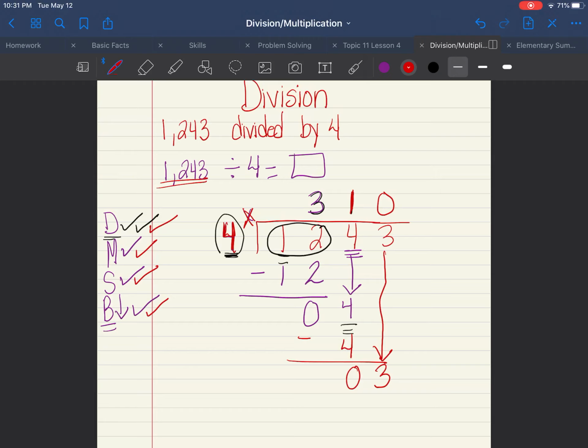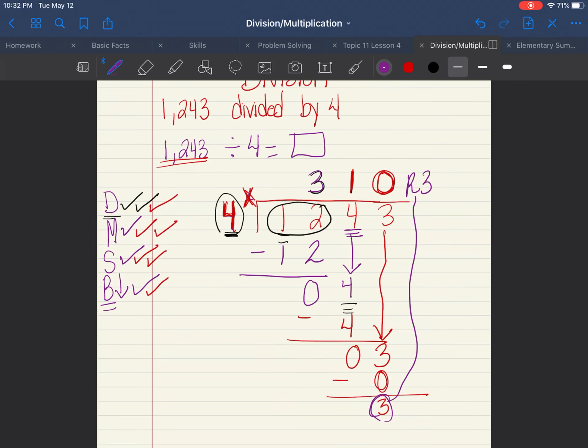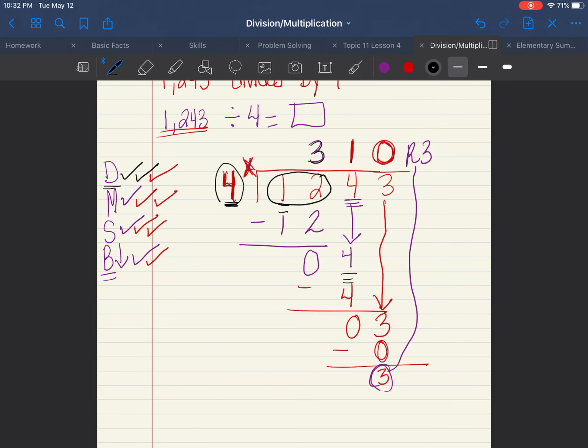And we're going to divide again. Can the 4 go inside the 3? Actually, we know it can't, so I write a 0. Now we multiply. 4 times 0 equals 0. Subtract 3 minus 0, 3. Bring down. Is there anything else to bring down? No. So the 3 becomes remainder 3.